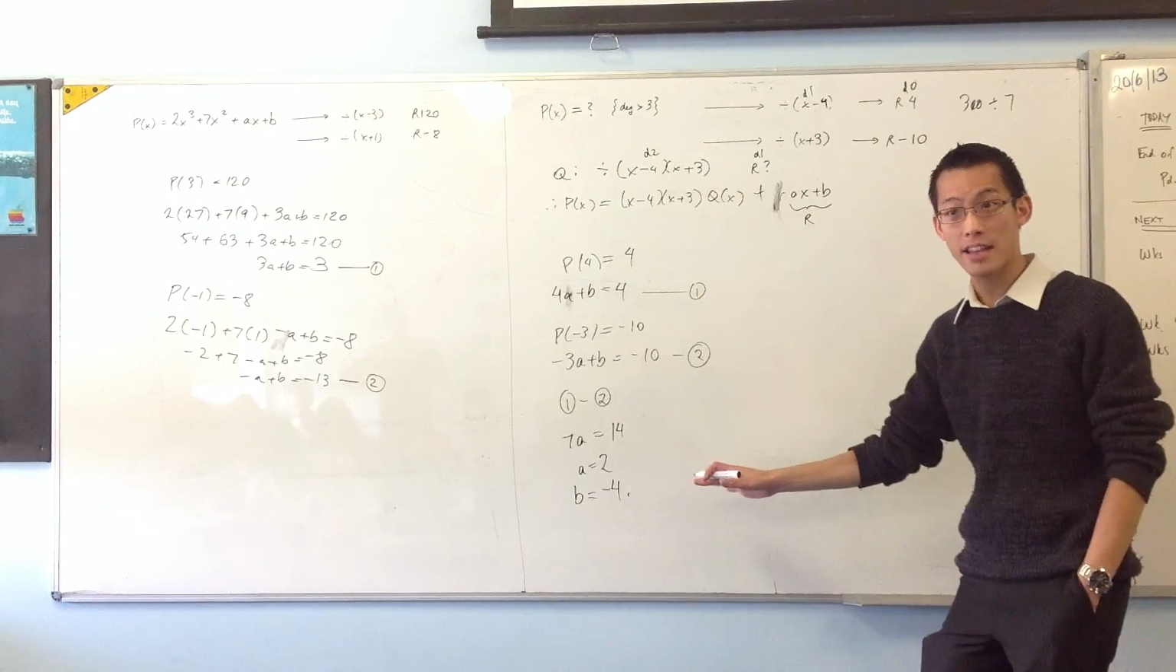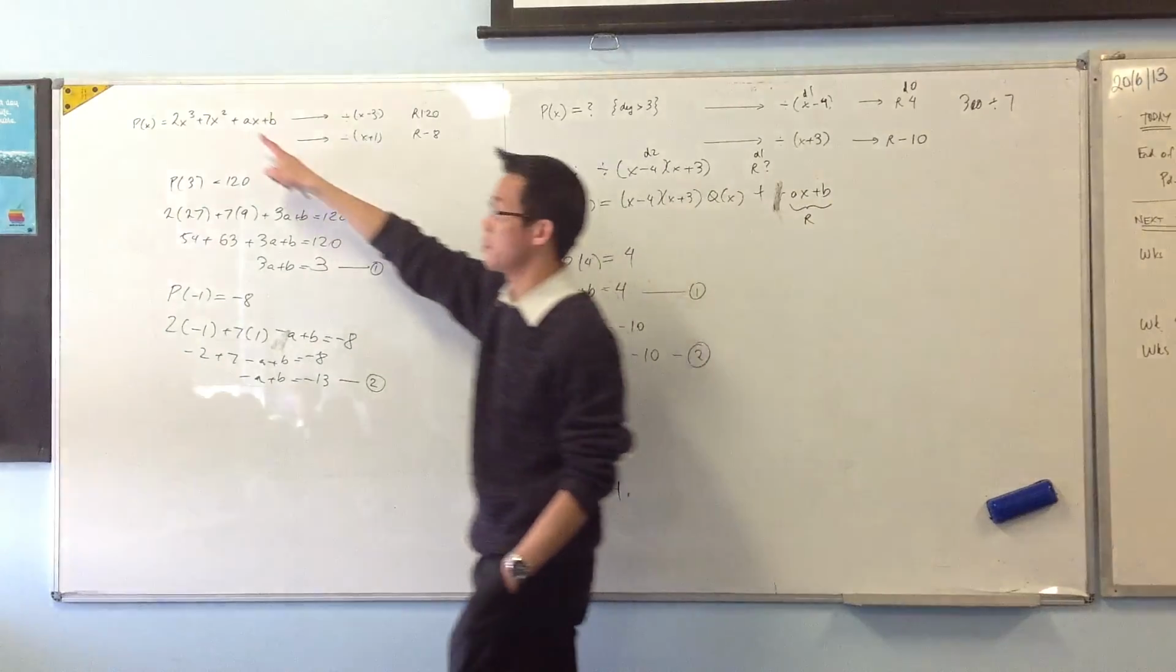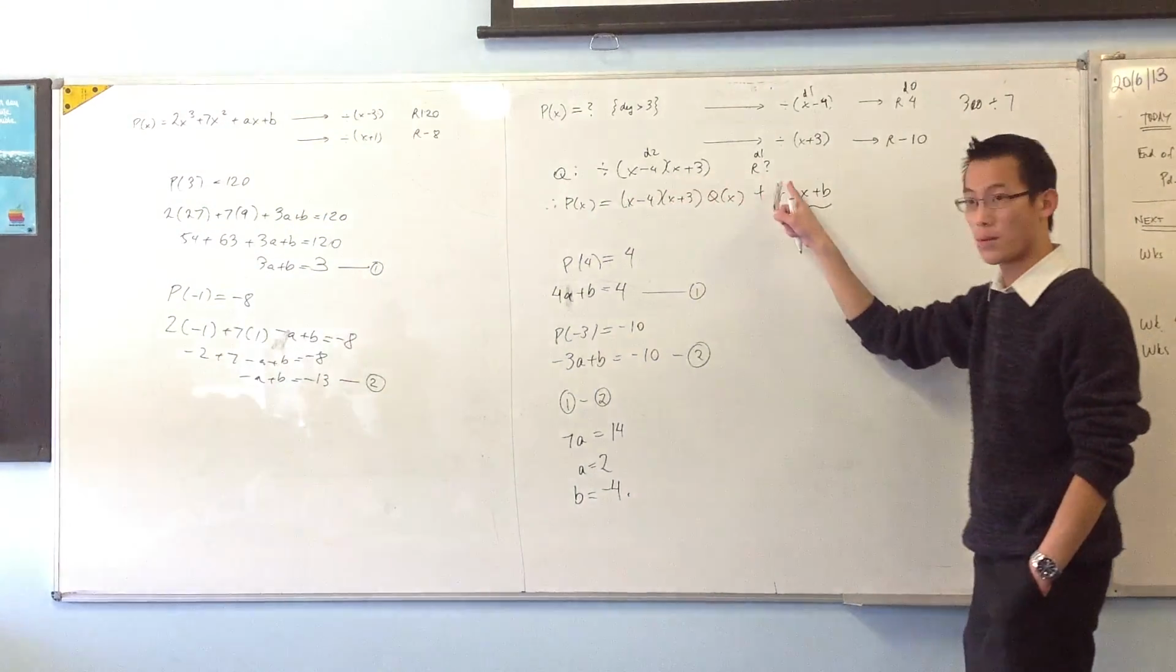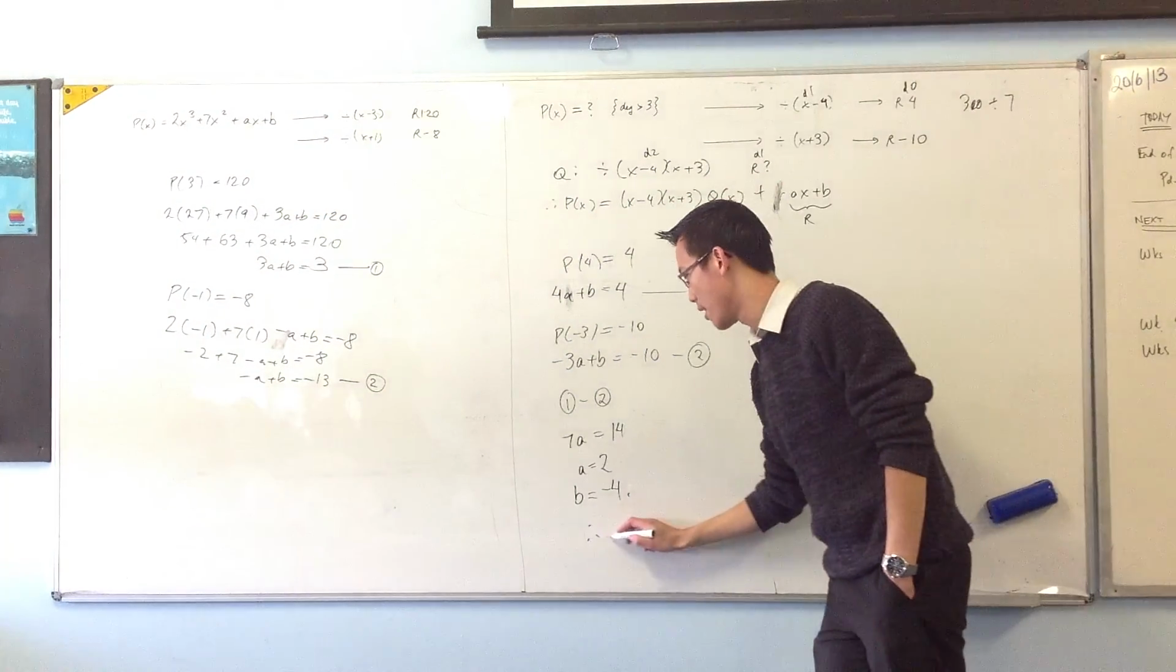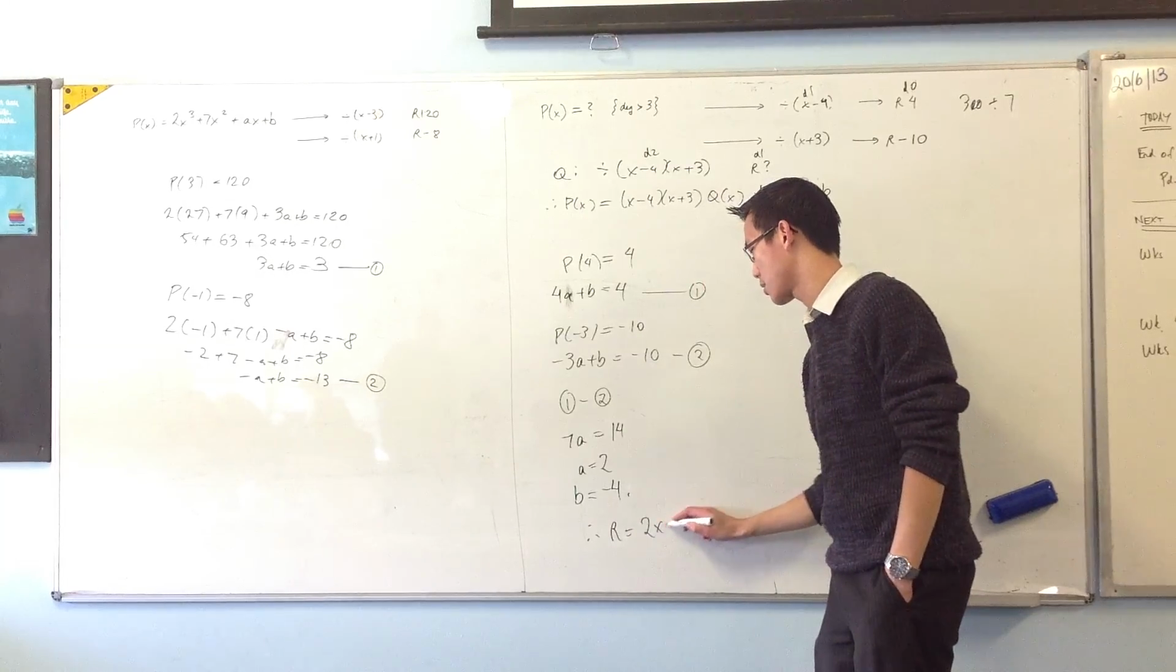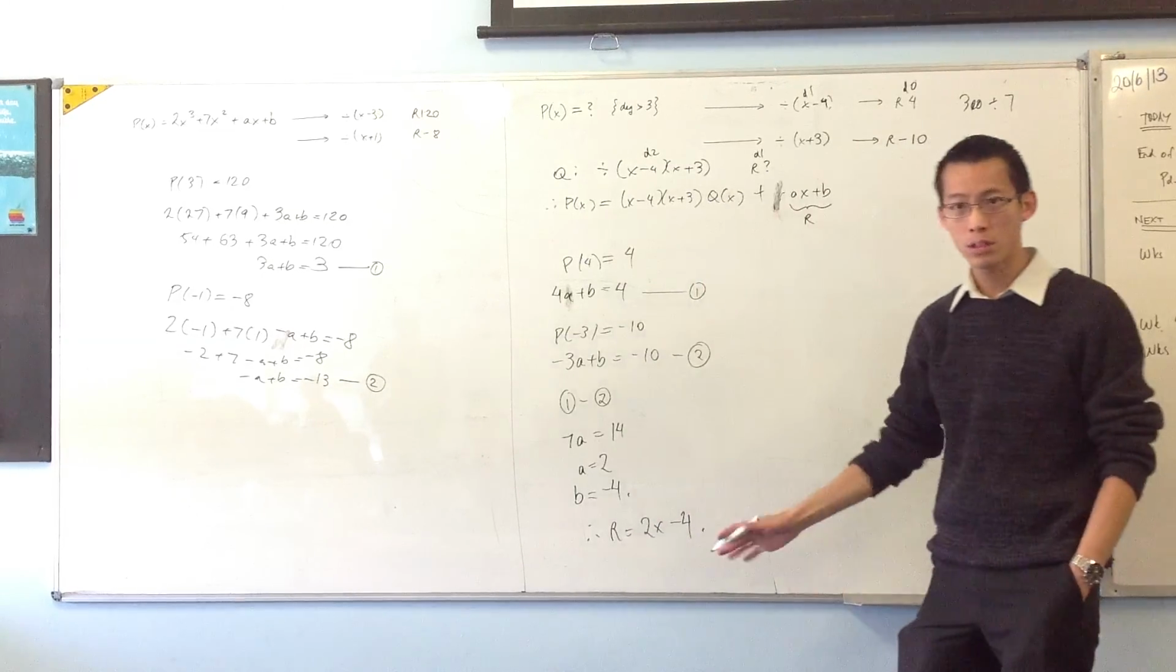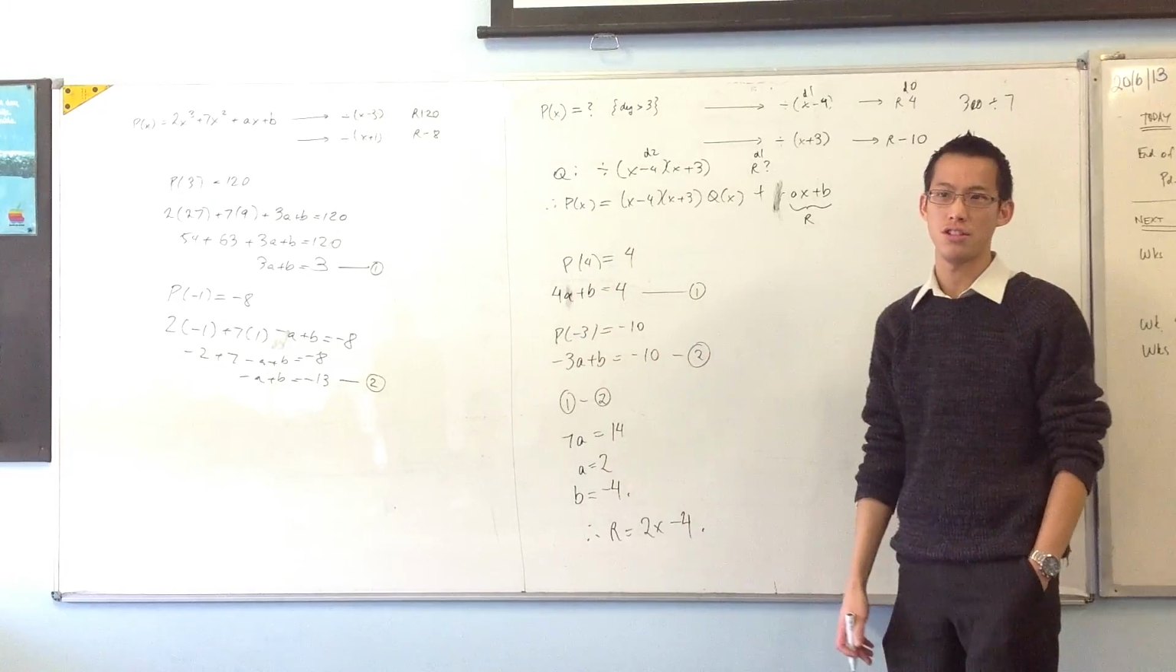Okay? Now, that's not the answer. Usually they say, just tell me what a and b are. The question was, what was the remainder? So you've got to bring that in and say, the remainder will be 2x minus 4. Looks different. It's the same question, just in different clothes.